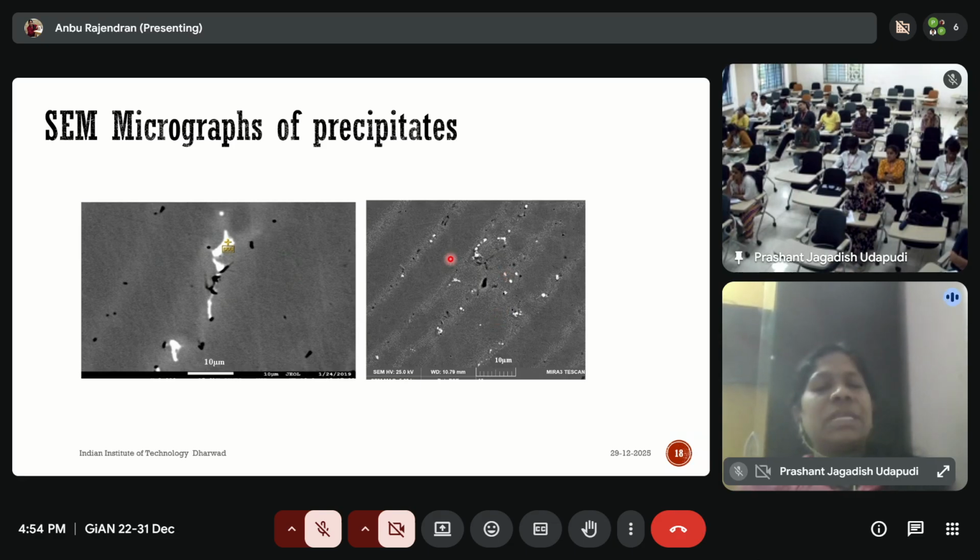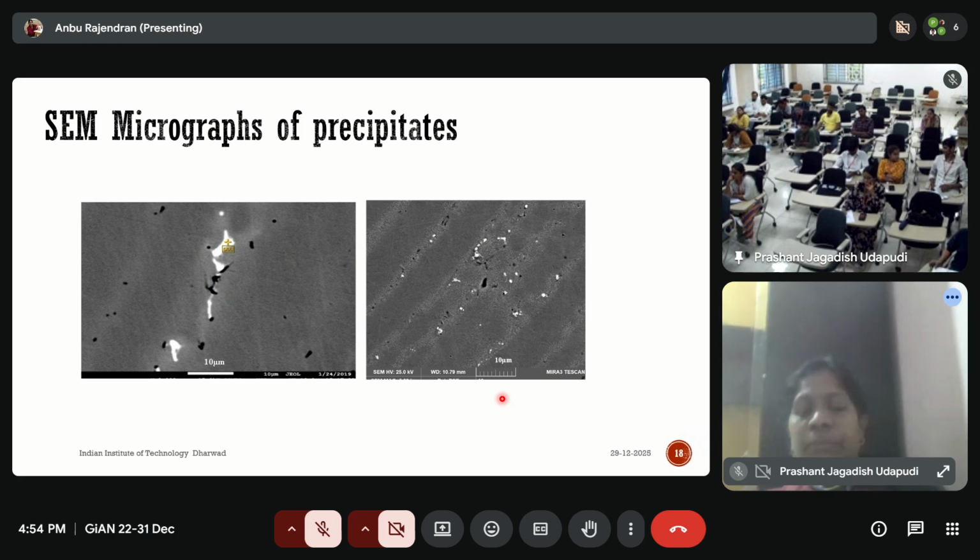So this will give another information. I'm not getting into all of it. Just to give the message, you can see the precipitates or any features even in the unetched condition, meaning the as-polished condition, using the SEM machine.